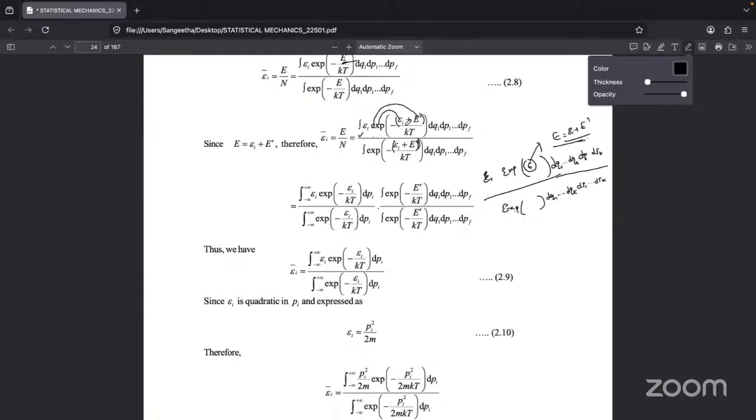Again we will rewrite the equation. So what is the equation? Epsilon is as it is. The exponential of the first term is minus epsilon by kT. What is the second term? E dash by kT. First term, second term. In the same way, this exponential of the first term is epsilon by kT.